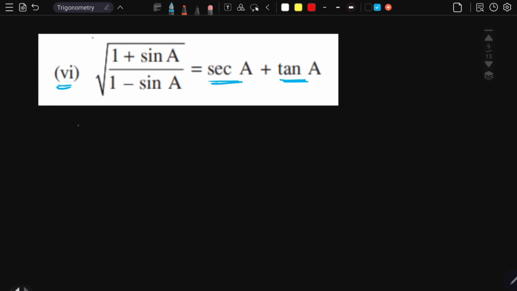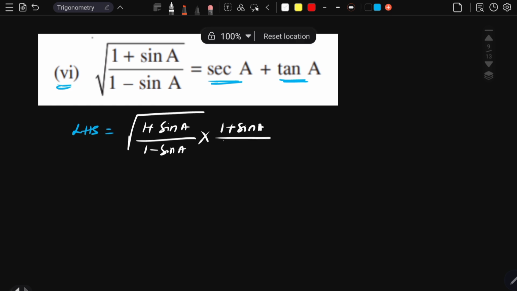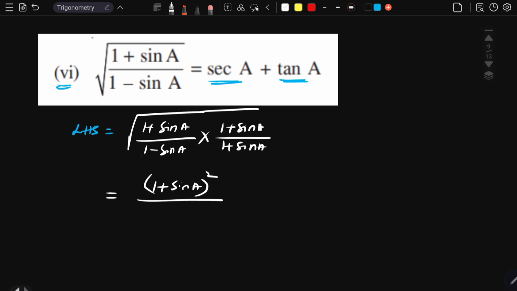So take LHS separately. LHS is equal to square root of (1 plus sin a) in the numerator, and in the denominator 1 minus sin a. I'm rationalizing the denominator, which has 1 minus sin a, so multiply by 1 plus sin a, divided by 1 plus sin a. Then the numerator has 1 plus sin a into 1 plus sin a, which can be written as (1 plus sin a) whole square. In the denominator it looks like (a minus b) into (a plus b), so I can write a square minus b square, where b square means sin square.